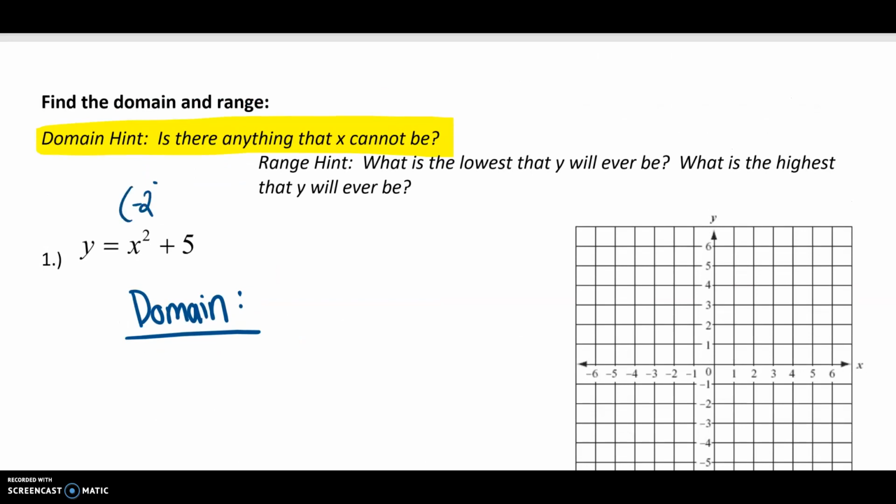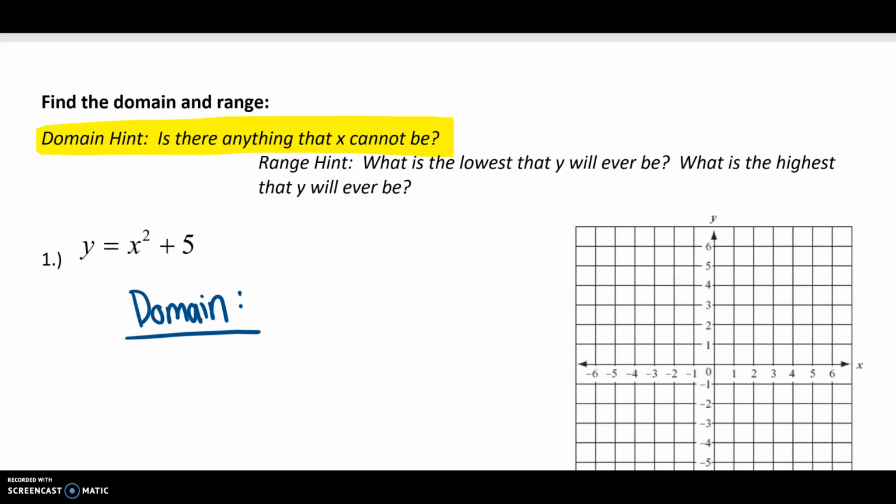So is there anything X cannot be here? Can I square a negative number? Yeah, I can. That works. Can I square a fraction or a decimal? 1/2 squared is just 1/2 times 1/2. Yeah, that works. So in a quadratic situation, there's nothing that's going to give you an error.